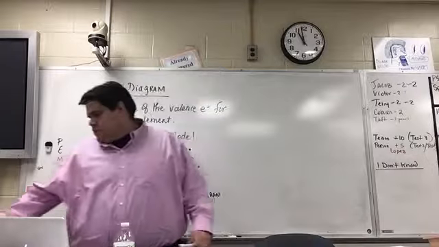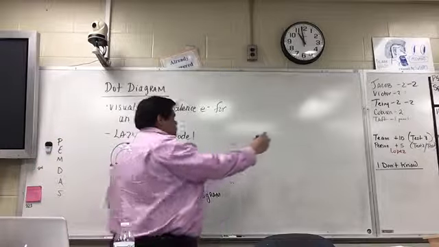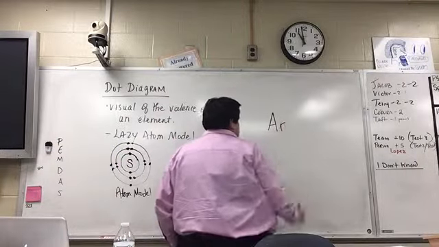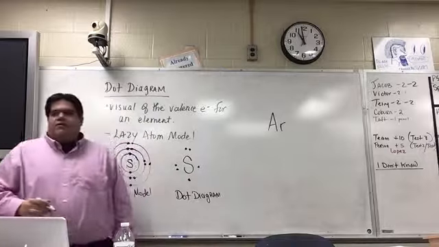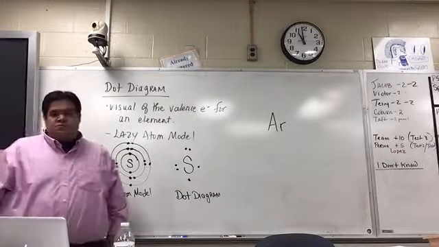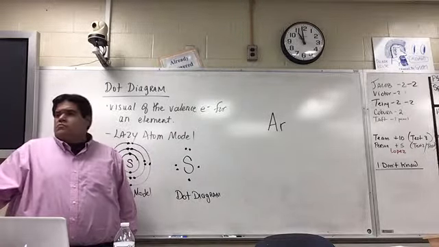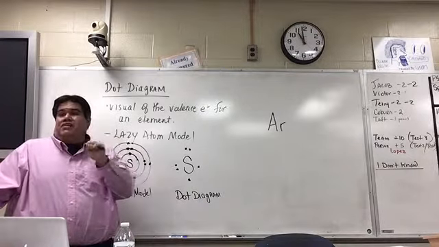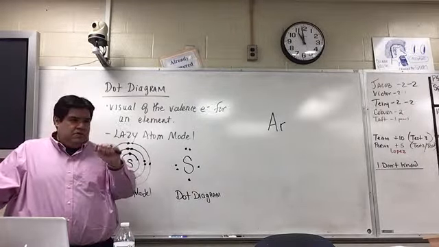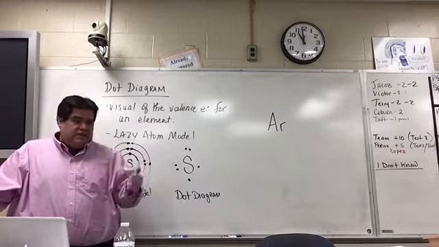Here is my sheet. Element number 18 is argon. So I'm going to go ahead and write Ar for argon, and then I'm going to call on somebody. So I don't need you to volunteer or anything. I don't need you to say anything out loud. I just need you to be ready. Remember, we're drawing a dot diagram, okay? Which means I don't want you to have to draw an atom model for everything to draw a dot diagram.